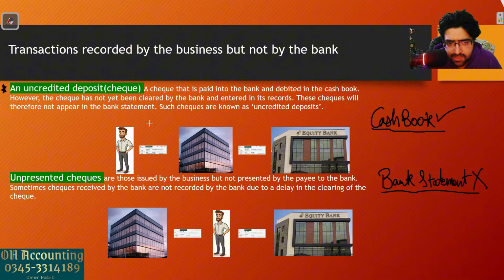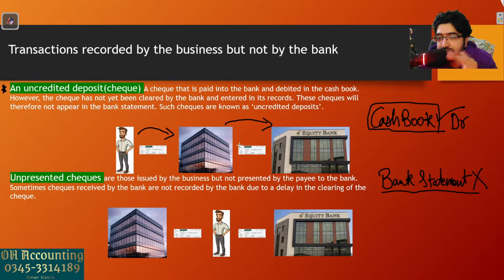Why is that possible, or how is that possible? Let's suppose you got a check from someone. Okay? Someone gave you a check, you sold goods to them and received a check, and then you have the check with you. Once you have the check, where will you record it? You will record it on the debit side of the cash book, right? Then you will take this check to the business bank account and then deposit the money in the bank account.